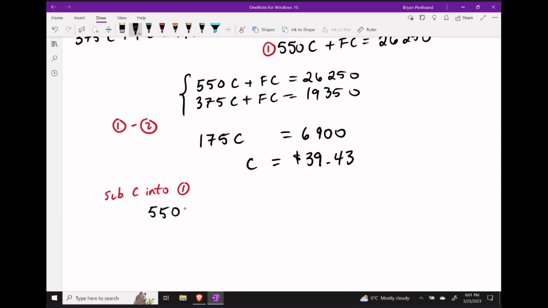So let's take 550C and rewrite it as 550 times 39.43. We have our fixed costs, and all of this we know was equal to $26,250. Performing our multiplication on the left, we get 21,686.5.